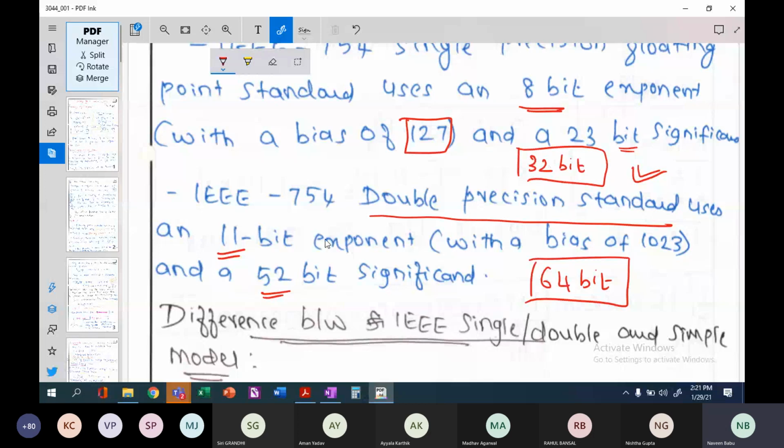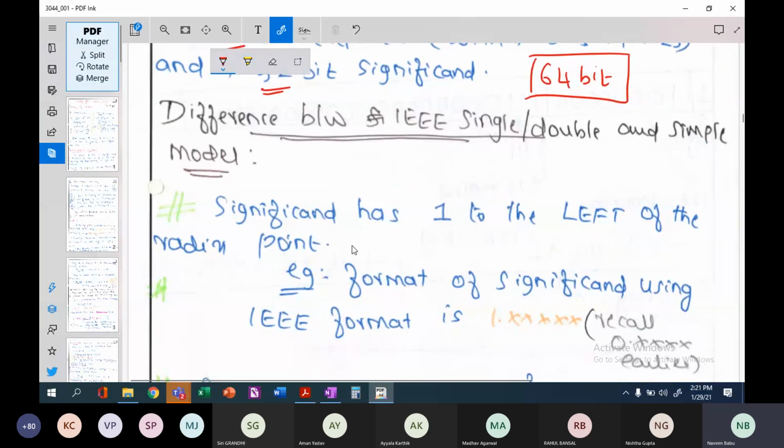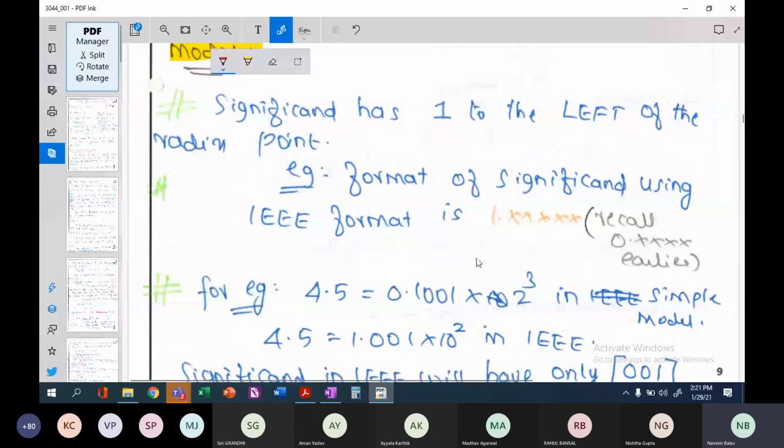Now, what is the difference between the IEEE's method and the simple method that we proposed? I am generalizing now, not saying single or double. We earlier proposed certain rules, right? Now, what did IEEE say? IEEE said that your significand will have a one to the left of the radix point. That is, you will always have your number represented as 1 point some numbers.